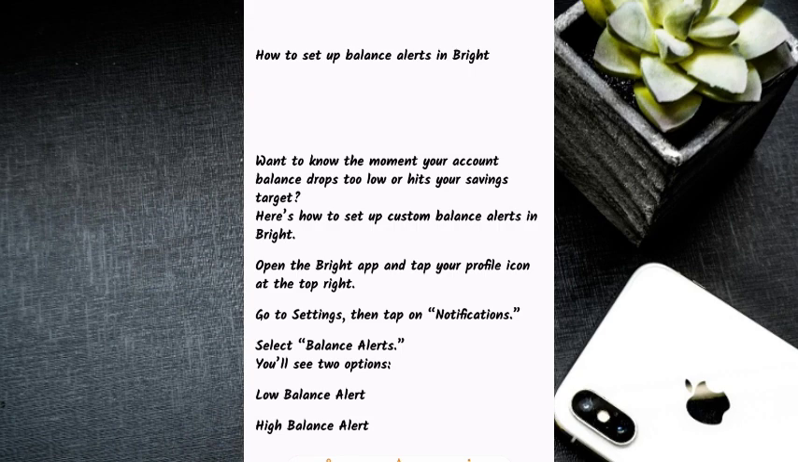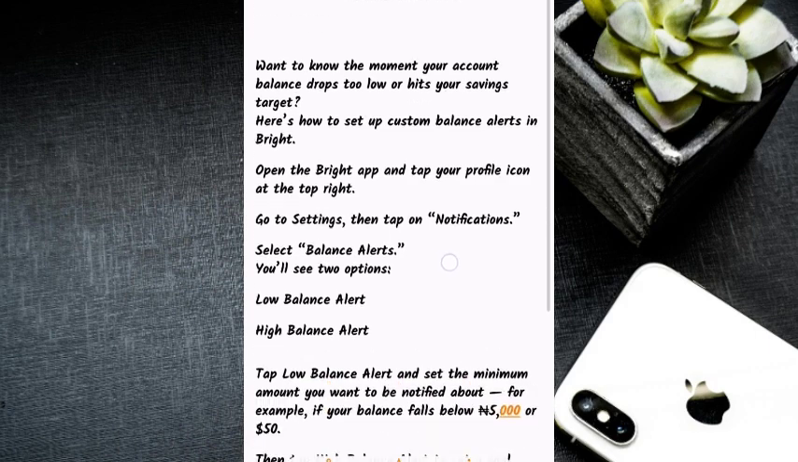First, open the Bright app and tap your profile icon at the top right. Go to Settings, tap on Notifications, select Balance Alerts. You're going to see two options. First is Low Balance Alerts and the second is High Balance Alerts.